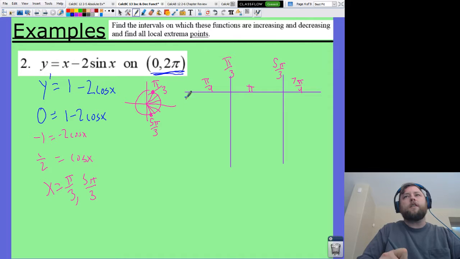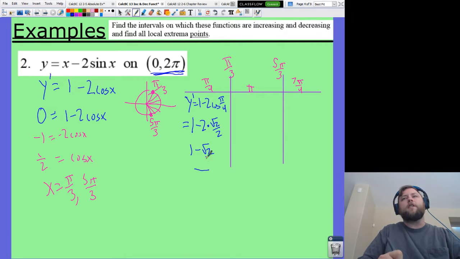So you're going to check y prime. The derivative, when you plug in pi over 4, is 1 minus 2 cosine of pi over 4. All you care about is whether it's positive or negative. So 1 minus 2, what's cosine of pi over 4? That's going to be square root of 2 over 2. So that's 1 minus square root of 2. That is going to be a negative number because square root of 2 is bigger than 1.